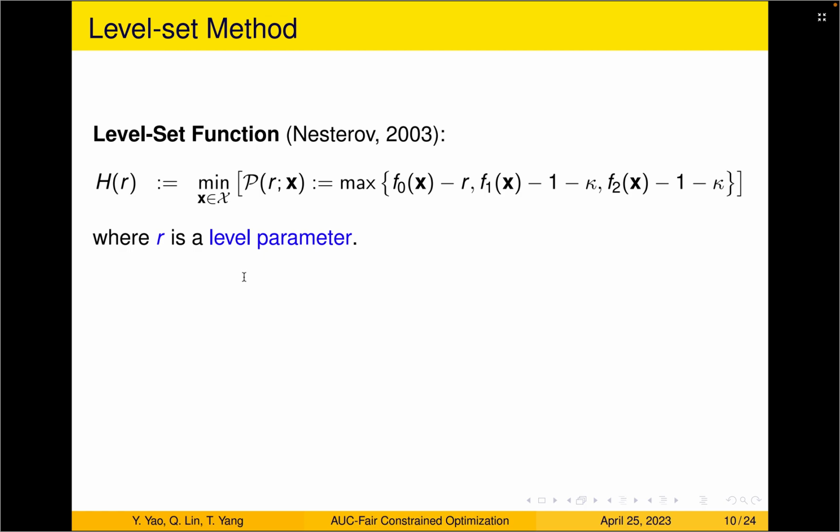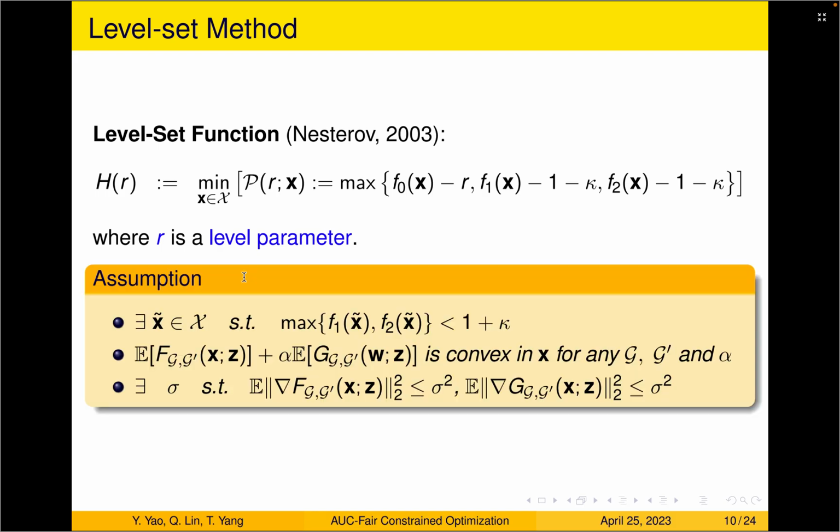We solve this min-max optimization with min-max constraints with the level set method. So first, based on Nesterov 2003, the level set function is H(r), which is minimize P_r(x). Here P_r(x) is defined as the max over F0 minus r, F1 minus 1 minus kappa, F2 minus 1 minus kappa. Here r is a level parameter.